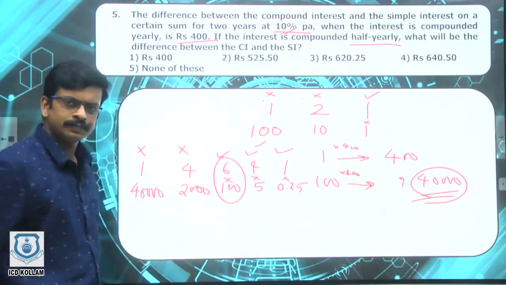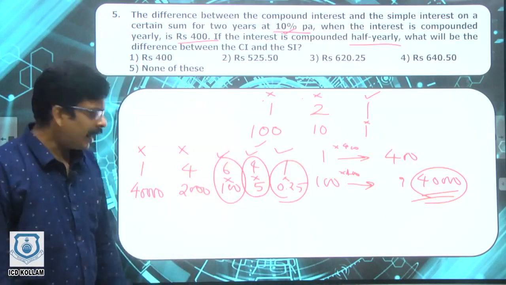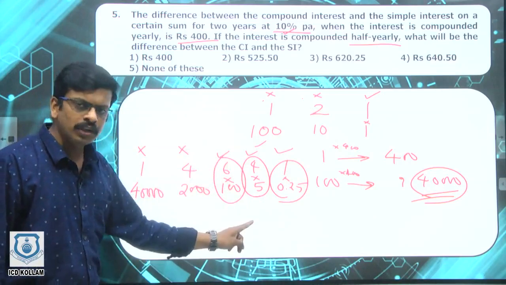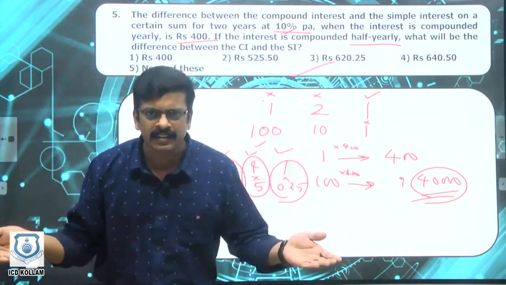600 from here, 20 from here and 0.25 from here. A total of 620.25. Yes, it is in the third option and is going to be the correct answer.